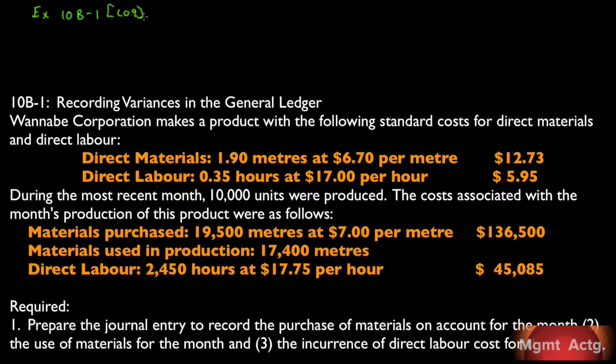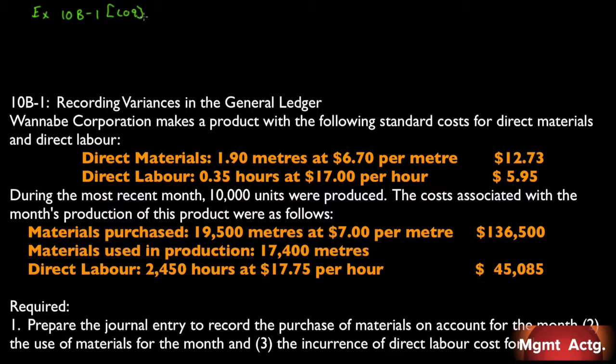Do exercise 10B, appendix B, 1, which will bring us to learning objective 9. Let's see what we have. Recording variances in the general ledger. Wannabe Corporation makes a product with the following standard costs for direct materials and direct labor. We have direct materials, 1.9 meters, that's $6.70 per meter. Direct labor, 0.35 hours, that's $17 per hour. Those are our standards. During the most recent month, 10,000 units were produced, so now we have our output.